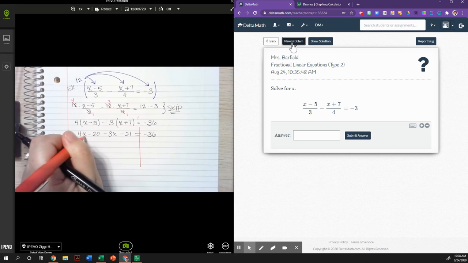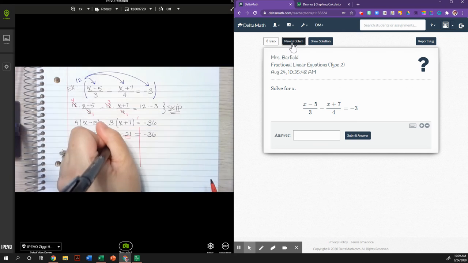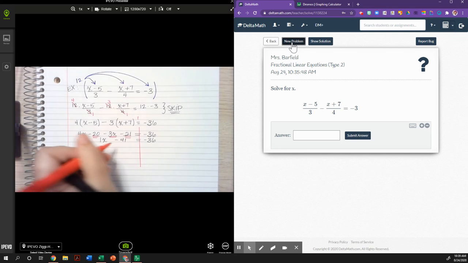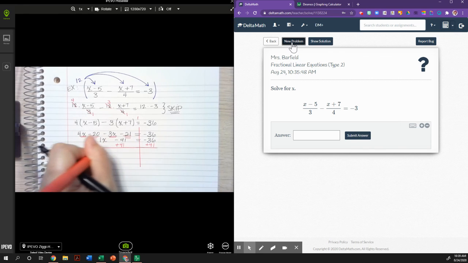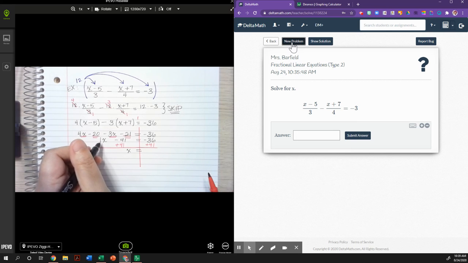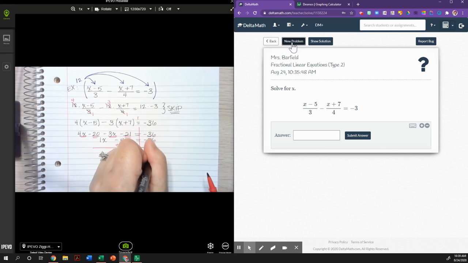I'm going to combine like terms. So 4x minus 3x is 1x. And negative 20 minus 21 is minus 41 equals negative 36. I'm going to add 41. So I get x, because I don't really have to write 1x. Okay. Negative 36 plus 41 is 5. So x equals 5 is my final answer.